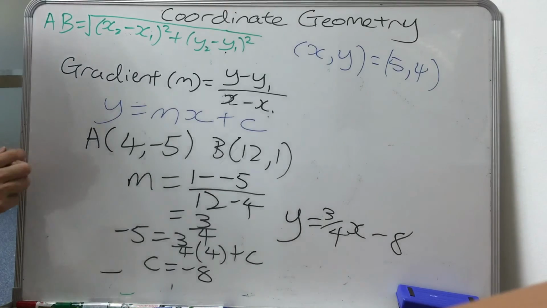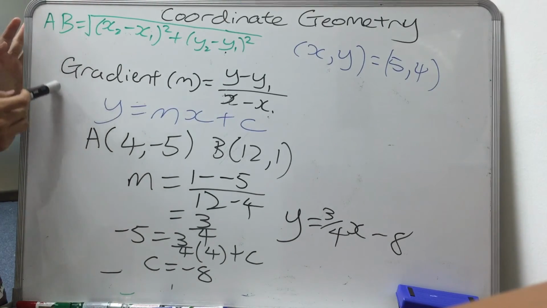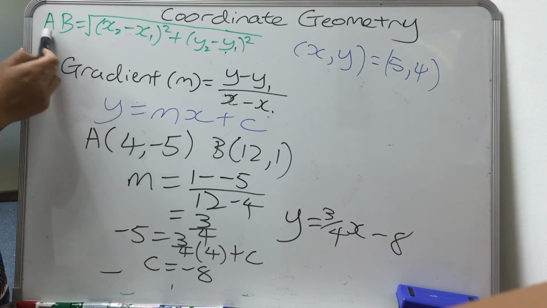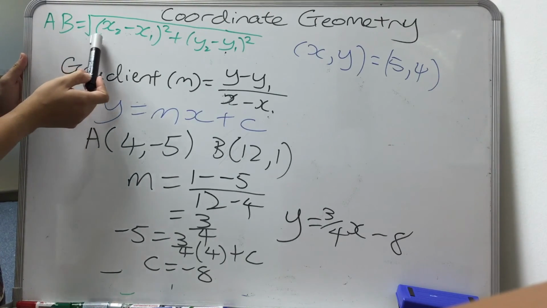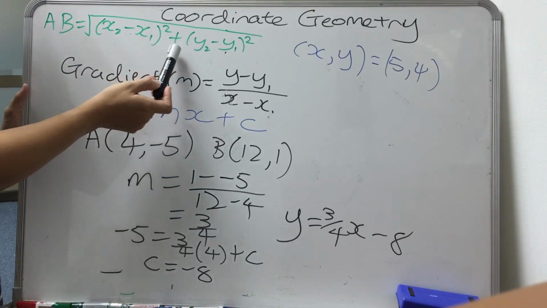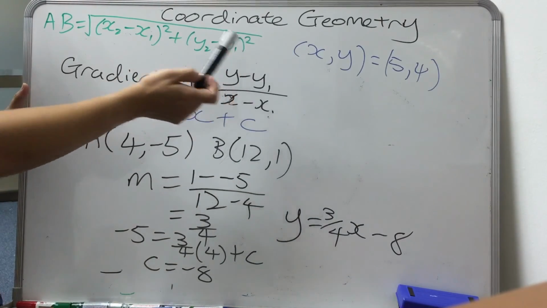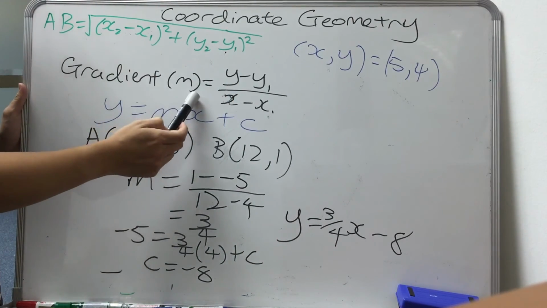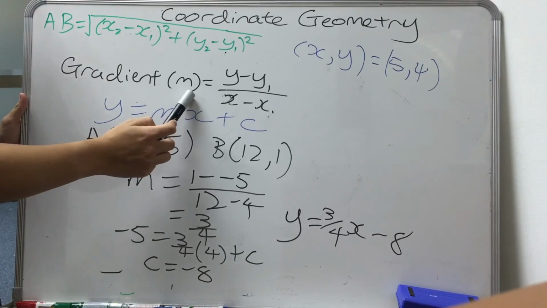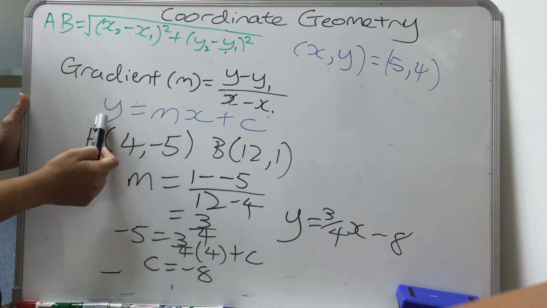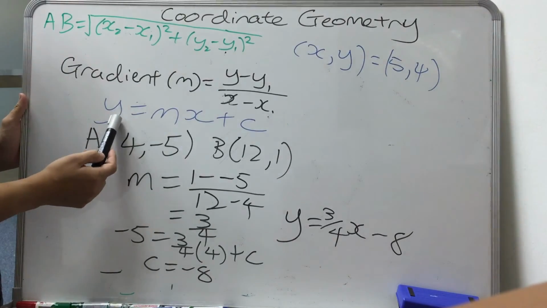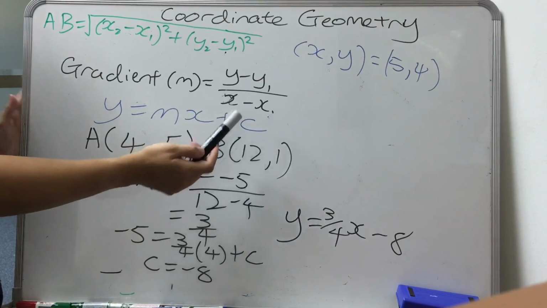Okay, so we have learned the 3 equations for coordinate geometry. We have found out how to find the length of a line. It is the square root of (x2 minus x1) squared plus (y2 minus y1) squared. We have found out how to calculate the gradient. This is given by (y2 minus y1) over (x2 minus x1). And lastly, we have learned how to find the equation of a line: y equals mx plus c.